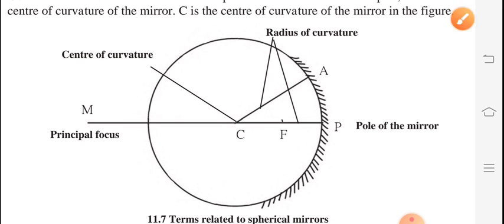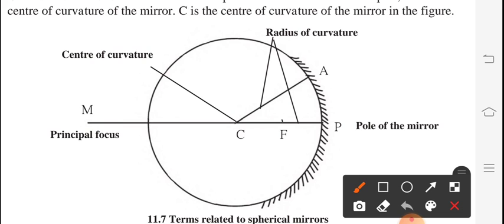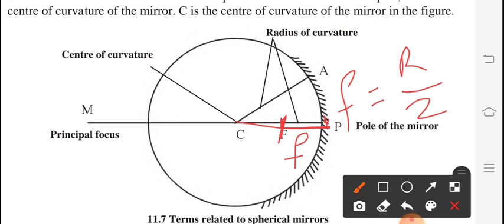You can see in this diagram the distance between focus and pole. This is called the focal length, and definitely this much is the radius. So this focal length is exactly half of the radius of curvature. So we can write focal length is equal to radius of curvature divided by 2 also.